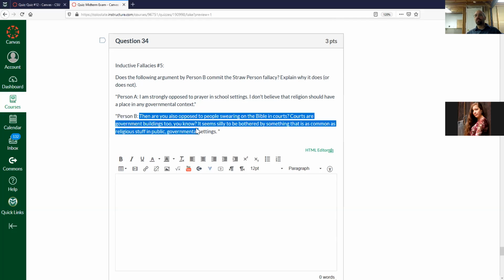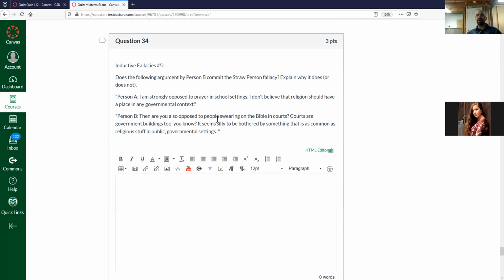Also, note this is an analogical argument, just as an aside. This actually is an analogical argument. Person B is comparing praying in school to swearing on the Bible in courts, right? And saying that they're both similar in that both are religion in governmental contexts. And in this case, I don't think person B is committing the straw person fallacy. And it's because person A specified just governmental context in general, and court is indeed a governmental context.